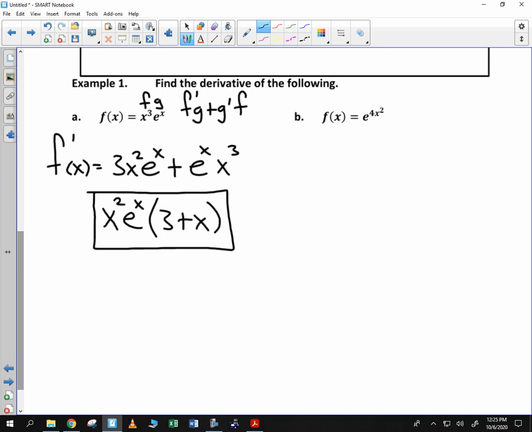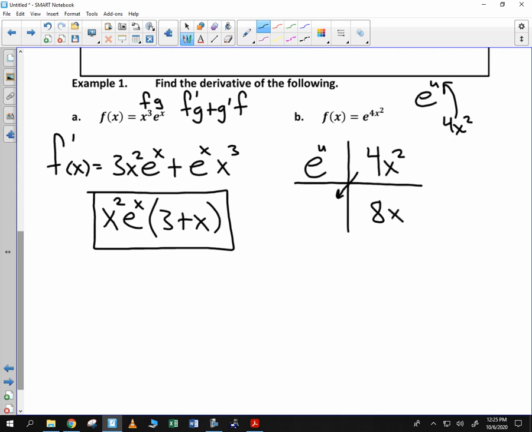Next example. This is a composition function. We have e to the u, and we have 4x squared. So you can see that if you dump the 4x squared into u, you get e to the 4x squared. This will require the use of the chain rule. By now, you're excellent at the chain rule. E to the u is the outside function. The inside function is 4x squared. Derivative of 4x squared is 8x. And the derivative of e to the u is e to the u. Multiply the two together, and we get 8x e to the 4x squared. And that is f prime of x.